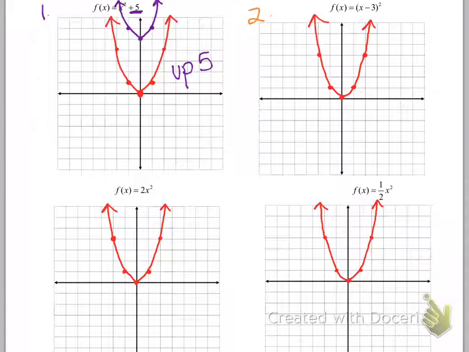So number 2. Again, plug that in your calculator, watch the parentheses, and see what happens. When I go to my table, I get the points (3, 0), (4, 1), and (2, 1). Then I also get (1, 4) and (5, 4). So this function didn't go up at all, but it shifted to the right. If you compare your points, it went to the right 3.